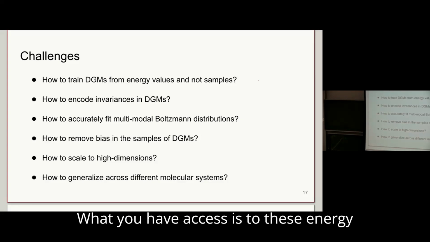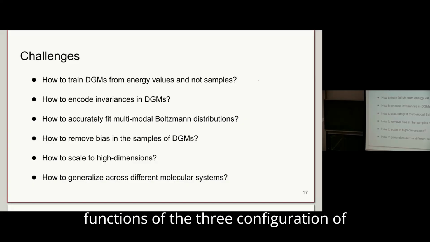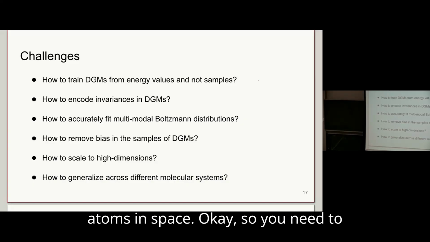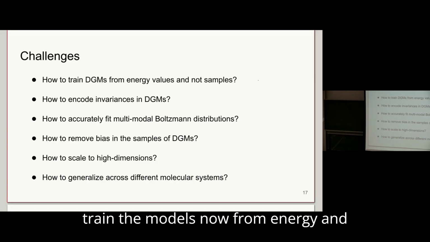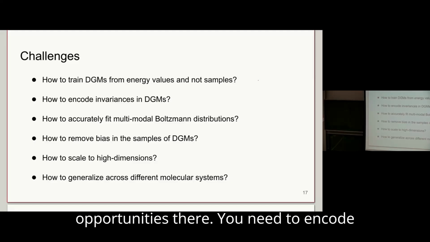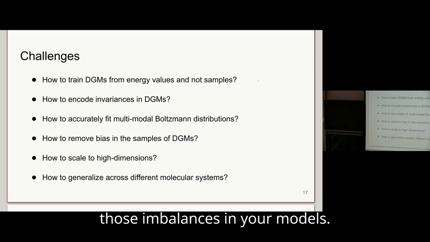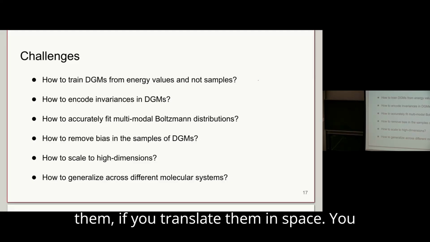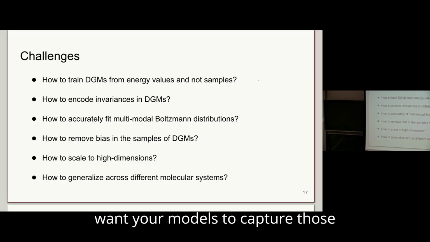What you have access to are these energy functions of the 3D configuration of atoms in space. Okay, so you need to train the models now from energy and not from data. How to do that? There are plenty of research opportunities there. You need to also encode symmetries in your models. Molecules are the same if you rotate them, if you translate them in space. You want your models to capture those symmetries.